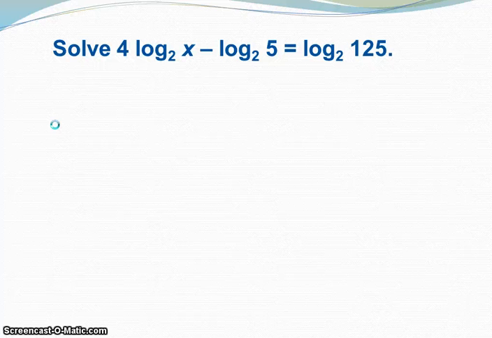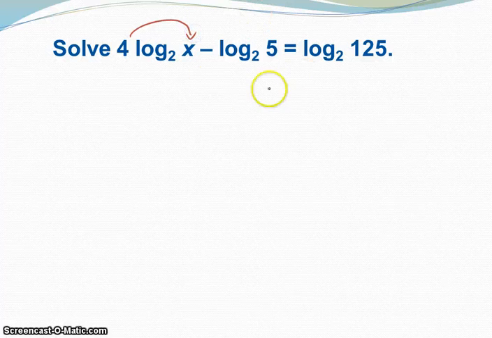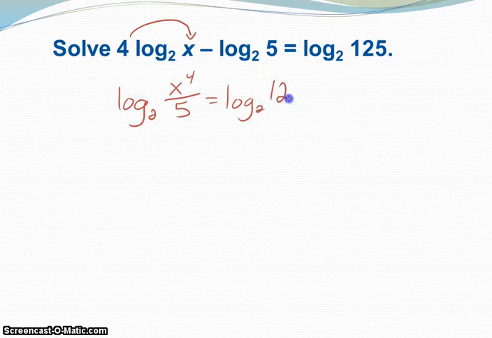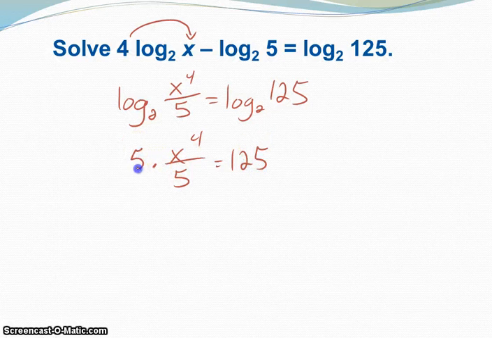So I know that if I have a single log on either side, that I can set my arguments equal to each other if my bases are the same. All of these are a base of 2, so if I rewrite the left-hand side as a single logarithm, that's my exponent, I can pretty easily solve. X to the 4th, remember minus is like division, equals log base 2 of 125. Log bases are the same, so my arguments must be equal. Solve like normal.